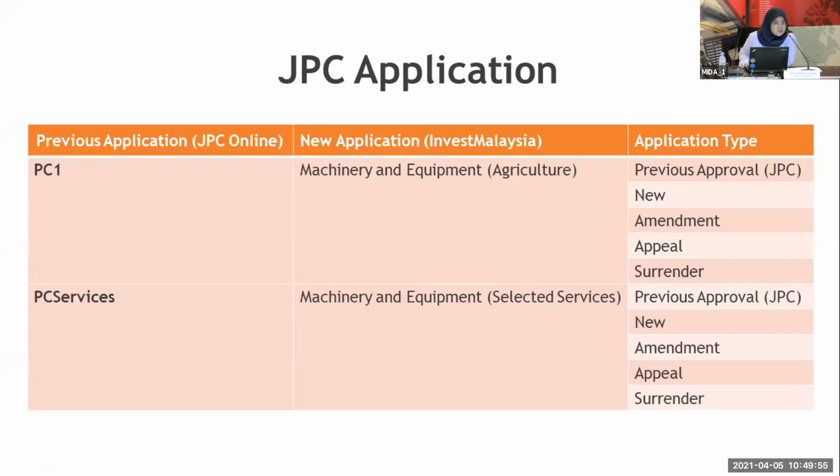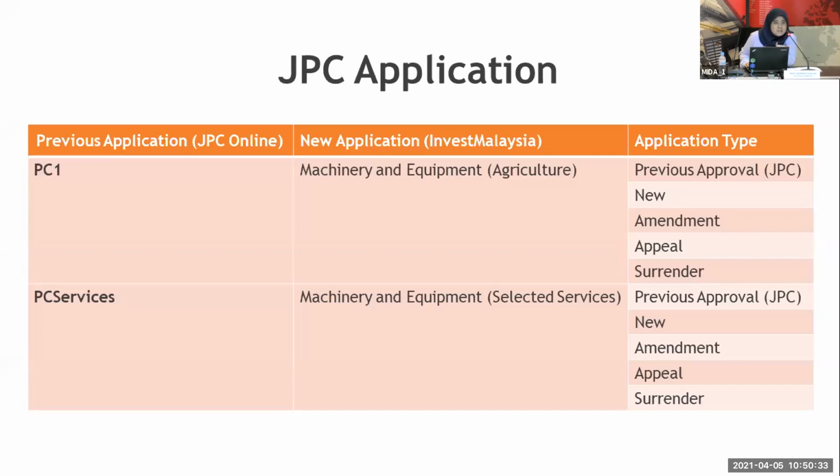For machinery and equipment for agriculture, we have a few application types. The first one is previous approval. The previous approval type is related to your previously approved exemption prior to Invest Malaysia, meaning the exemption that was approved before July 2020. There is a prerequisite for you to key in the previously approved exemption in the system. I will go into detail on the previous approval later.